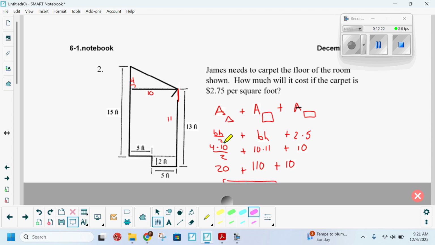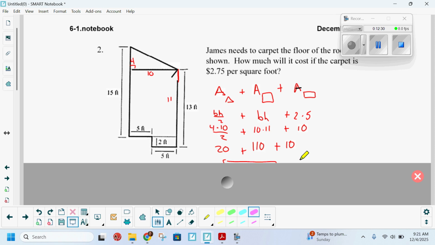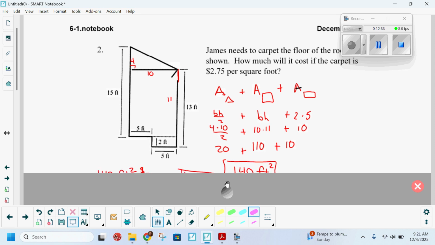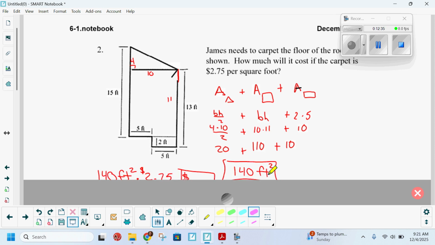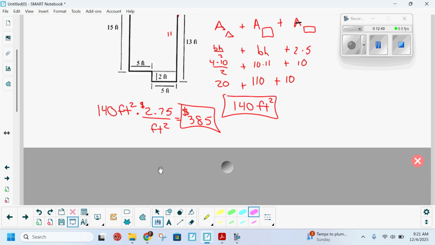So base times height divided by 2 for the triangle, base times height for the rectangle, and then I already said the 2 times 5 for the small one. So in this situation, there's no pi's. So when I add it together, I get the 40 feet squared, but I'm not done because they're asking me how much will the carpet cost if it costs $2.75 per square foot. So then I have to multiply the number of square feet by $2.75, and I get $385.